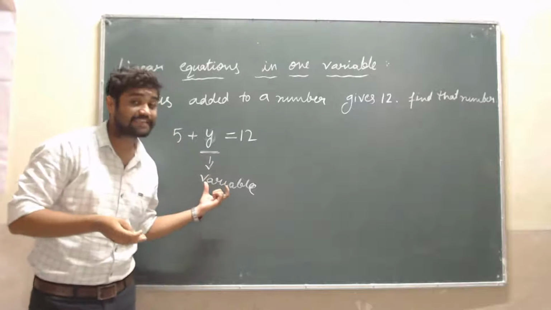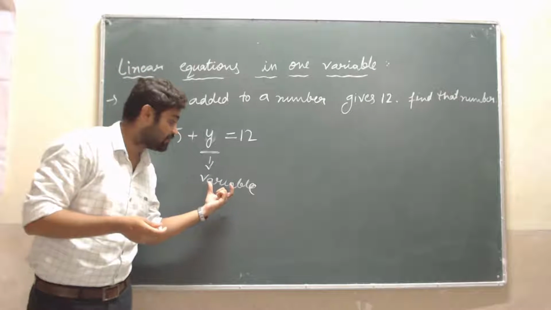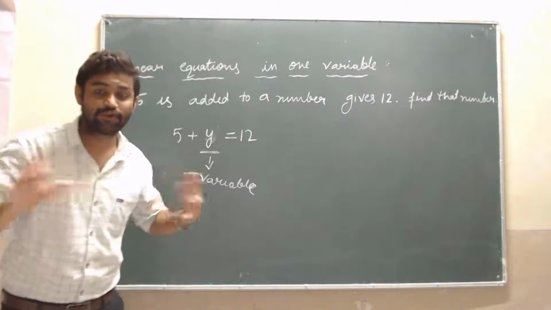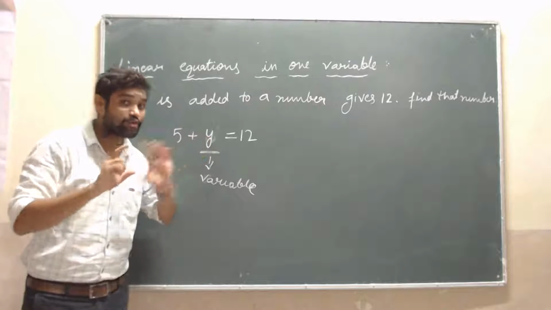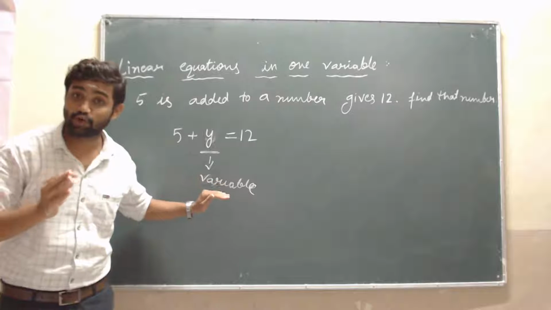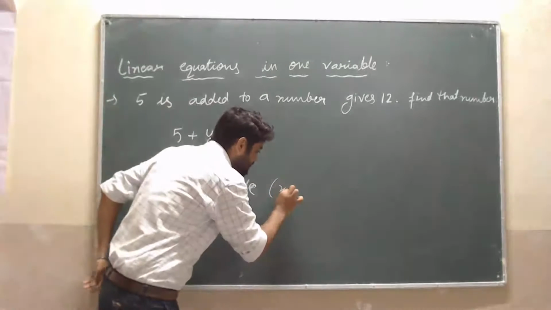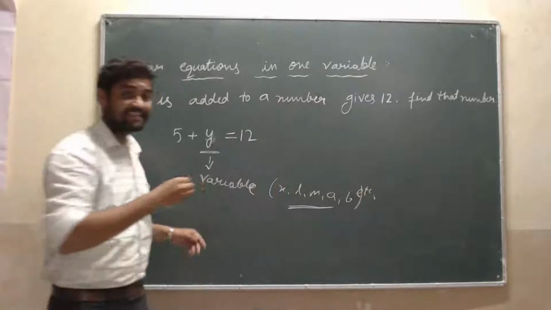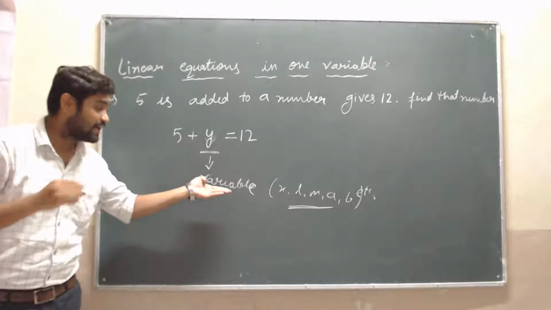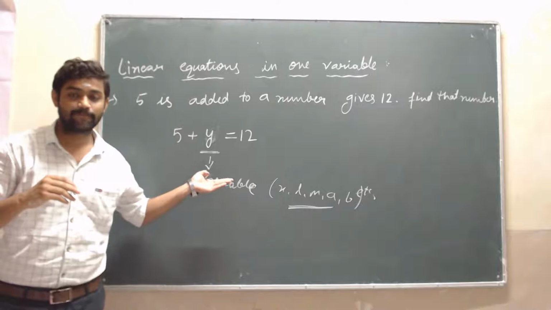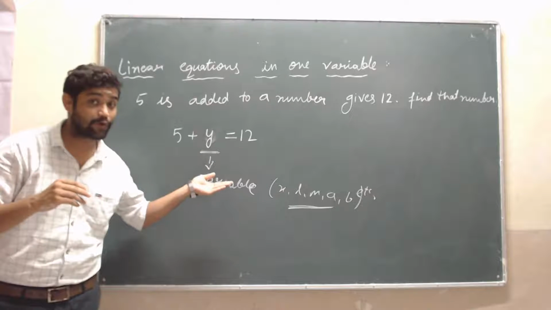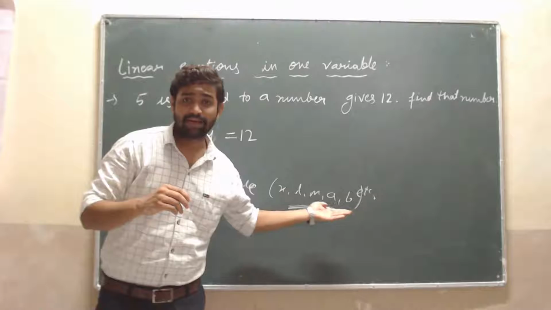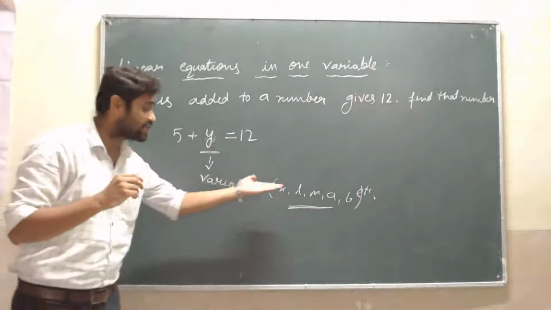Yes, a variable is nothing but a value that we don't know. It's a symbol for a value. We don't know it, isn't it? And this variable is denoted by letters, whatever it may be: x, l, m, a, b, etc. These are the variables. A variable is the symbol we use to find the value. It has a value, but we don't know it. So a variable is denoted by alphabetical letters. This is about variables.